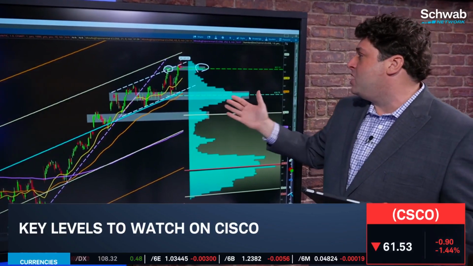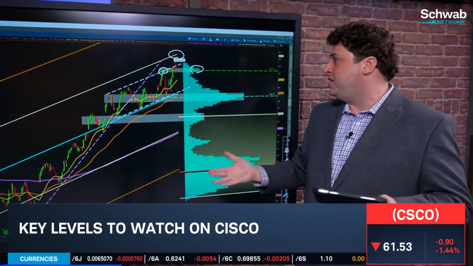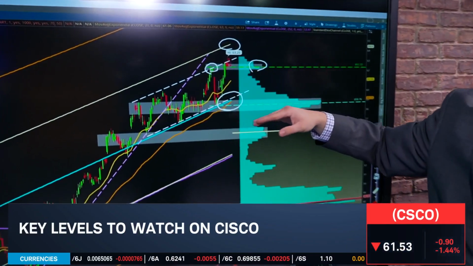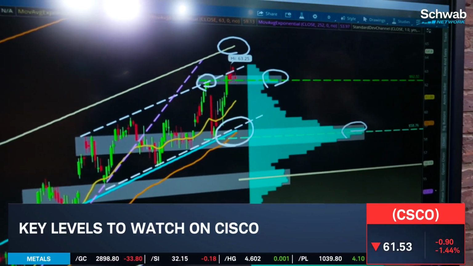There is a small volume node developing, so there is some trading here. If we keep moving to the upside, 64.40 is our +1 standard deviation channel. To the downside, a confluence of some technical indicators and our old trend line and a volume node around 59 or so, Diane.